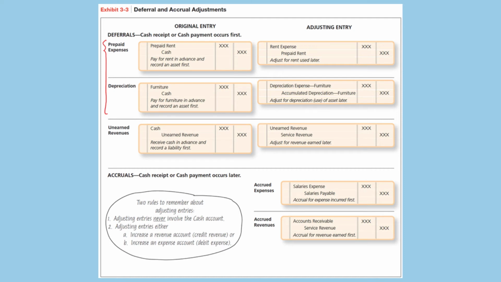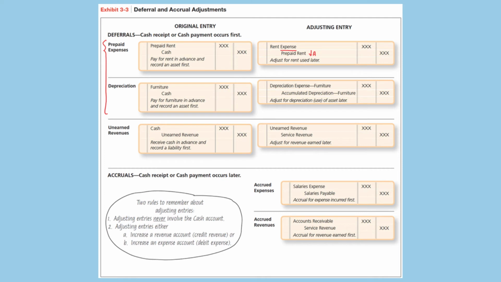So for the prepaid expense, I paid in advance. So prepaid rent to cash. And for the adjusting entry, we said I need to debit an expense account and I need to decrease an asset account.